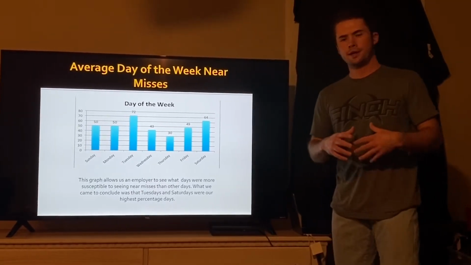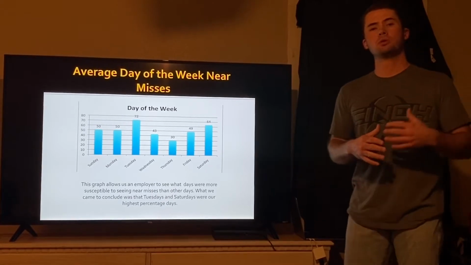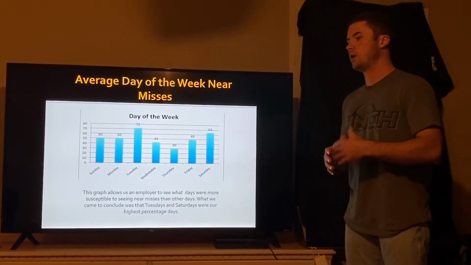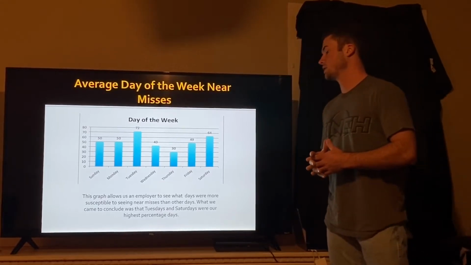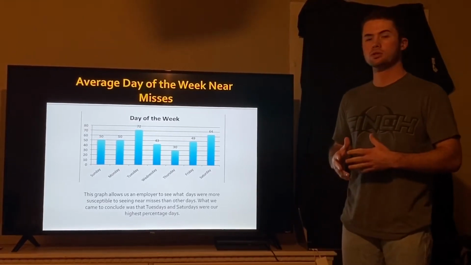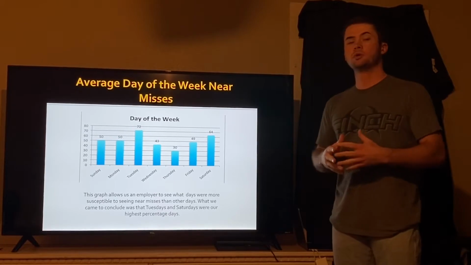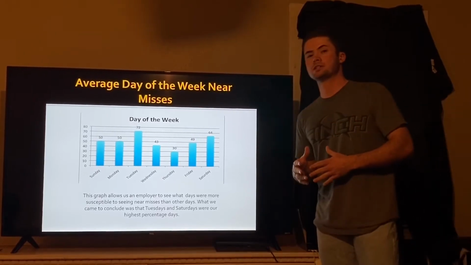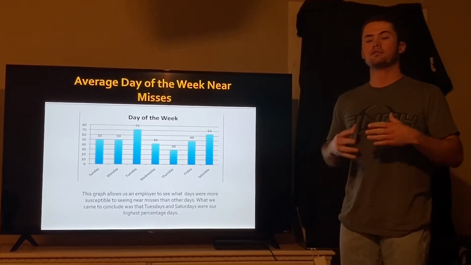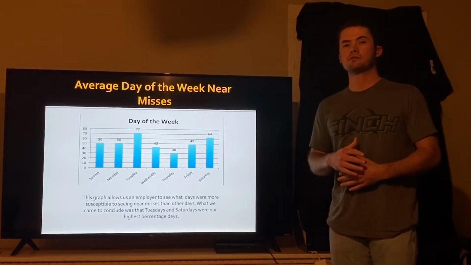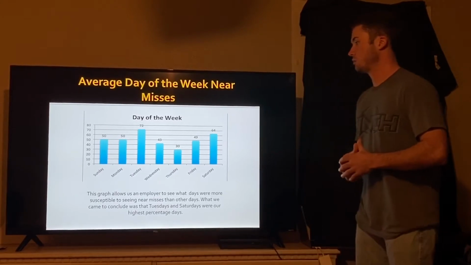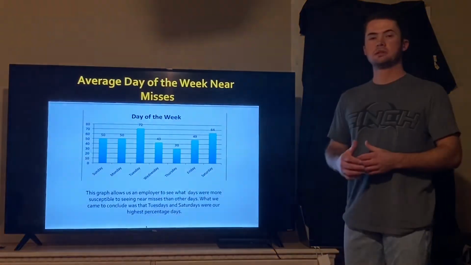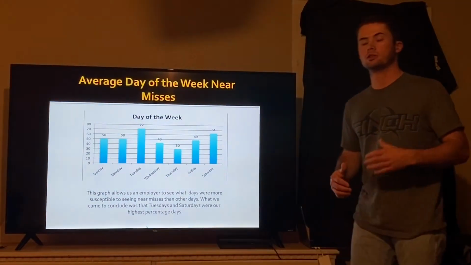All in all, this graph allows us to see as an employer, as a company, what days are most problematic, what days are going to have the most near miss reports, and what's happening on those days that we need to intervene on and control to allow those numbers to decrease and not increase. And we can also use that on the other days as well to keep those numbers decreasing.